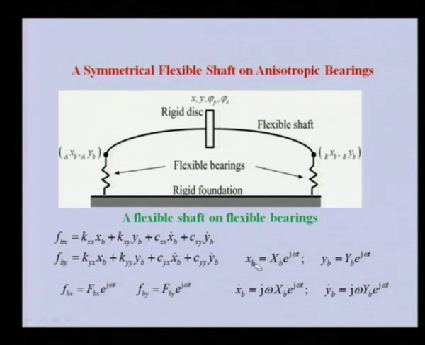So we are writing the displacement in the x direction at the bearing end as capital Xb e^(j omega t), and similarly in the other direction of the same bearing. If we take the derivative, we can get the two expressions for the velocity terms, because in our equation of motion for the bearing force we have velocity terms. So we can substitute this assumed solution into the equation of motion.